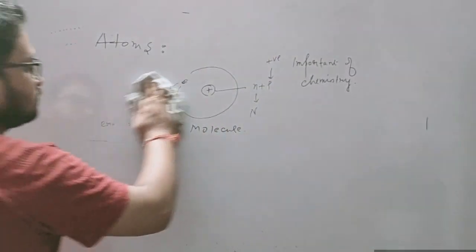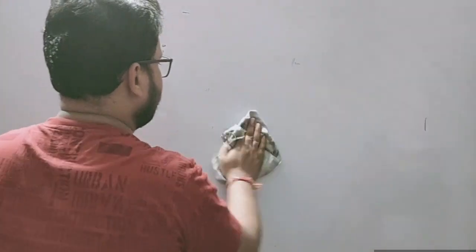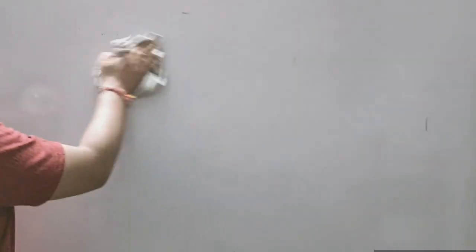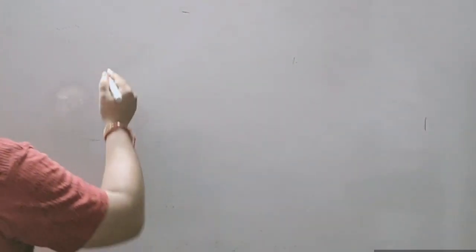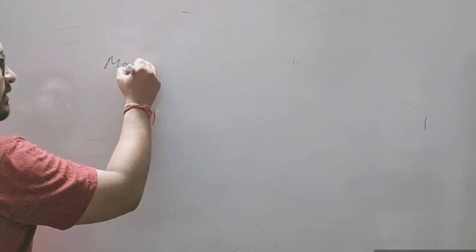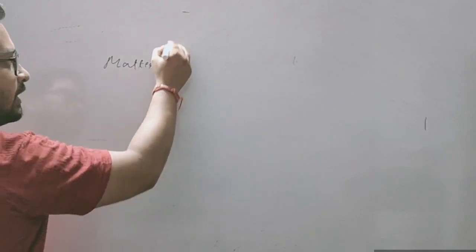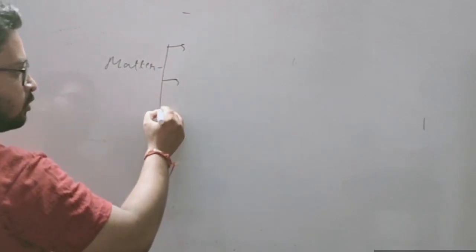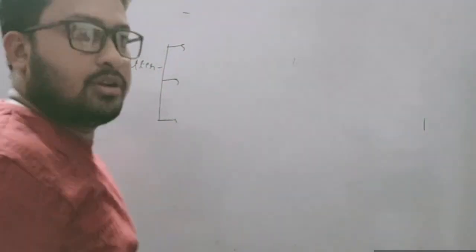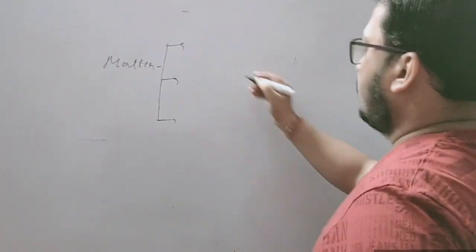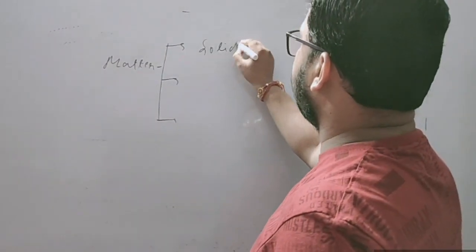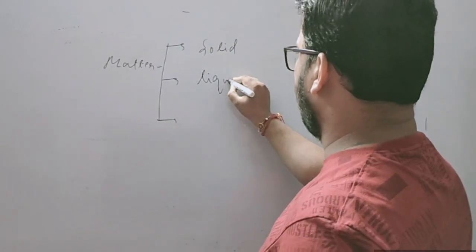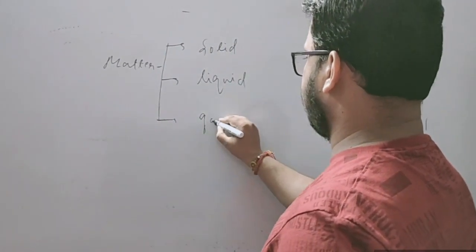Nature of matter. We can classify matter into three categories. As we all know, one is solid, another is liquid, another is gas.